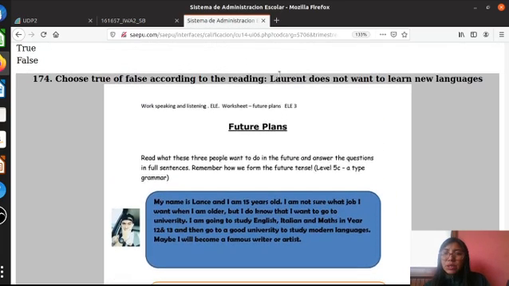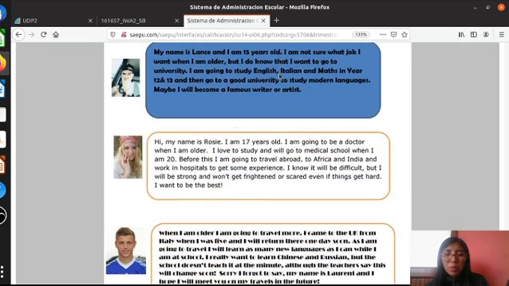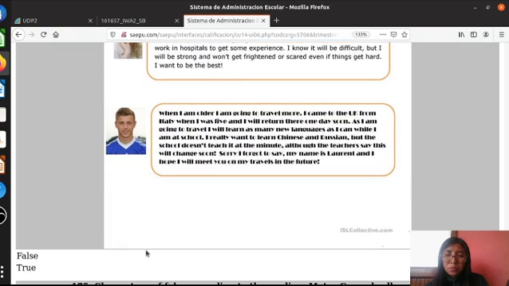Okay, it says choose true or false according to the reading. Lauren doesn't want to learn new languages. That is true or false? Remember, doesn't, that is the boy. Okay, so that is false.